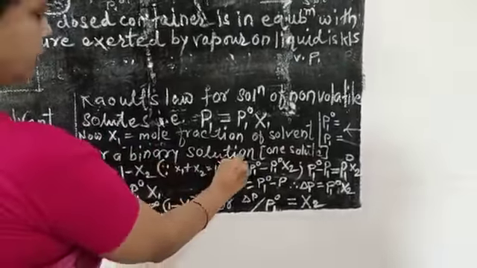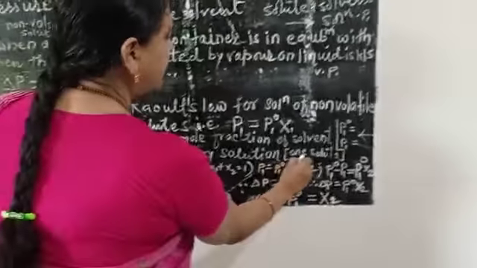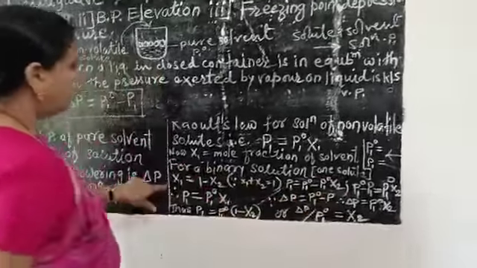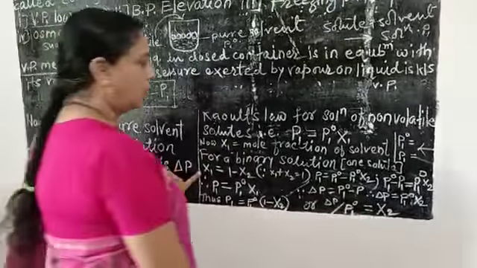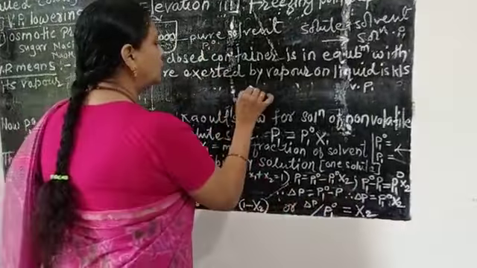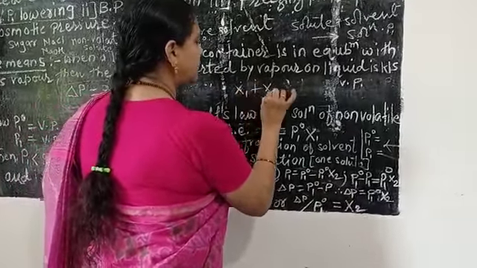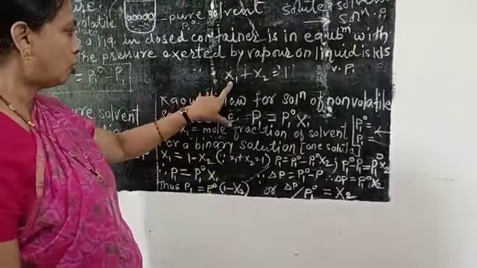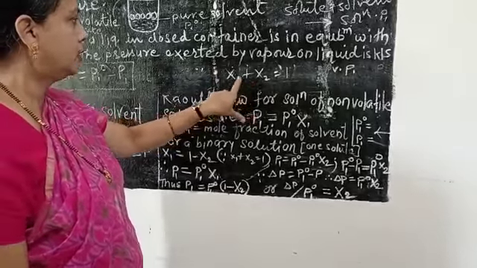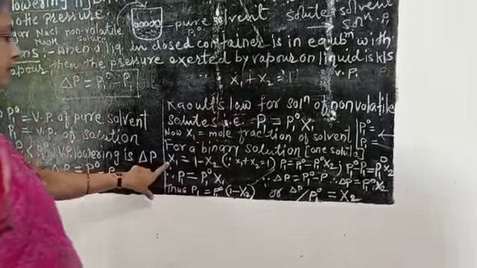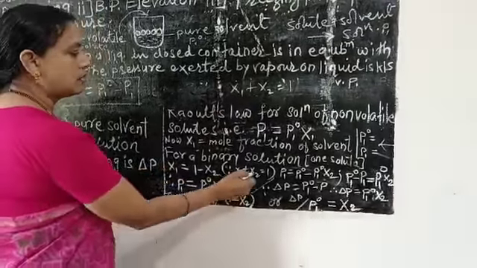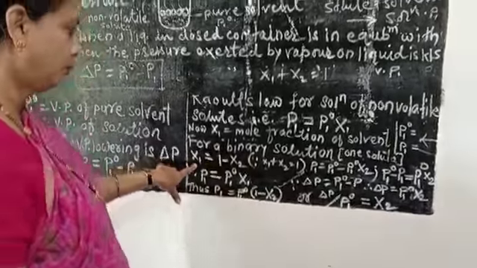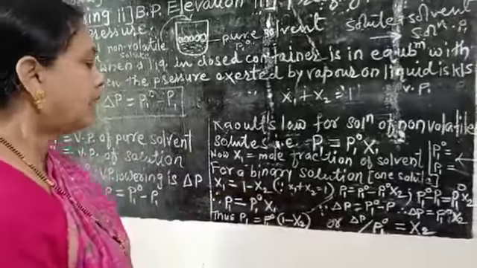Now for a binary solution, which means there is one solute and one solvent, you know that X1 plus X2 is equal to 1. That means the mole fraction of solvent and the mole fraction of solute sum to 1. And therefore, see here, I have written X1 plus X2 is equal to 1. Therefore, X1 is equal to 1 minus X2.